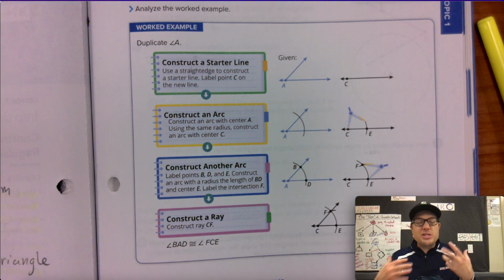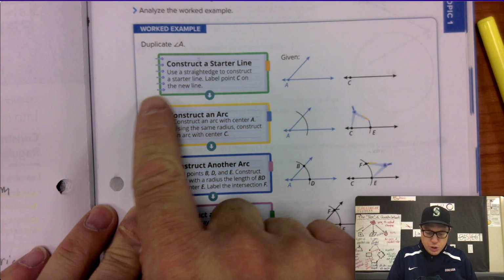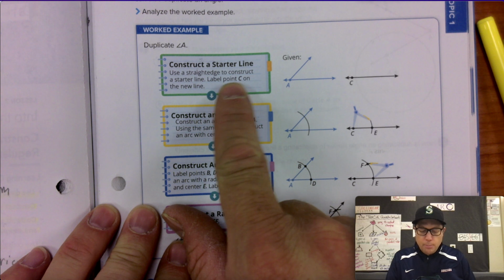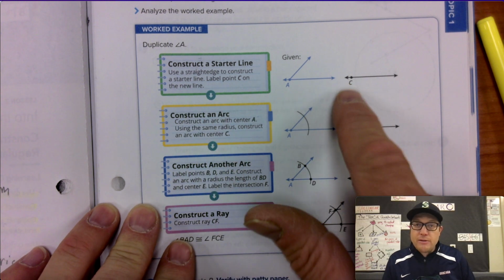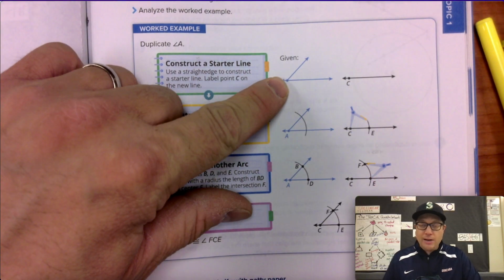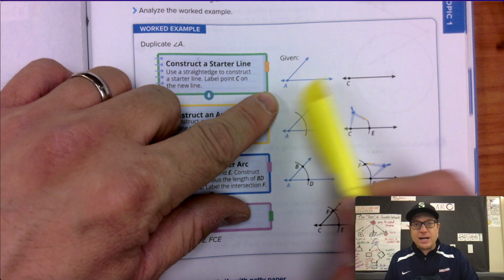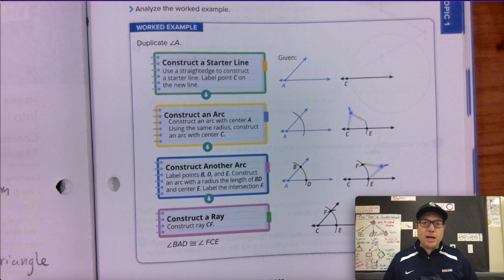Notice that it just has to be big enough. Use a straight edge to construct the starter line, label point C on the new line. That's gonna be the vertex. All angles have a vertex, so we're gonna take that vertex and move it to its new location.